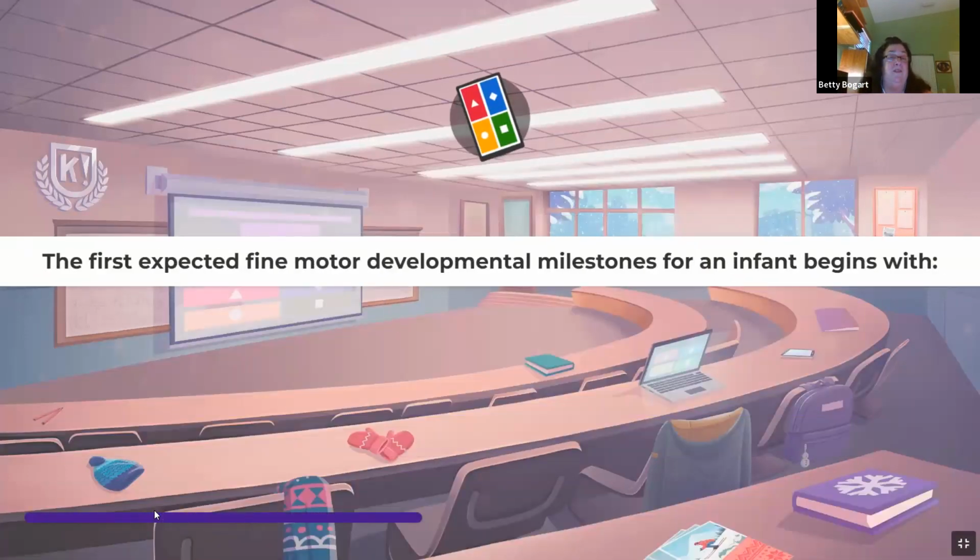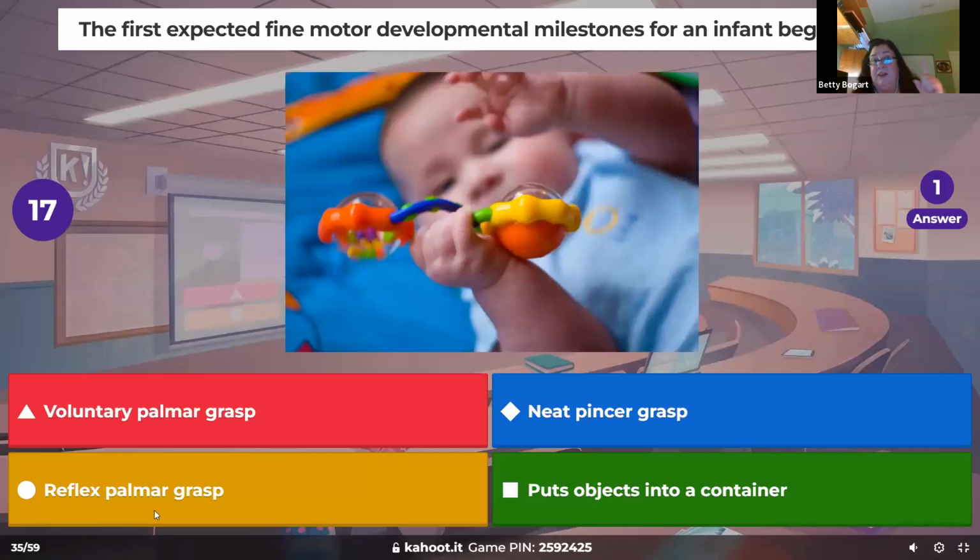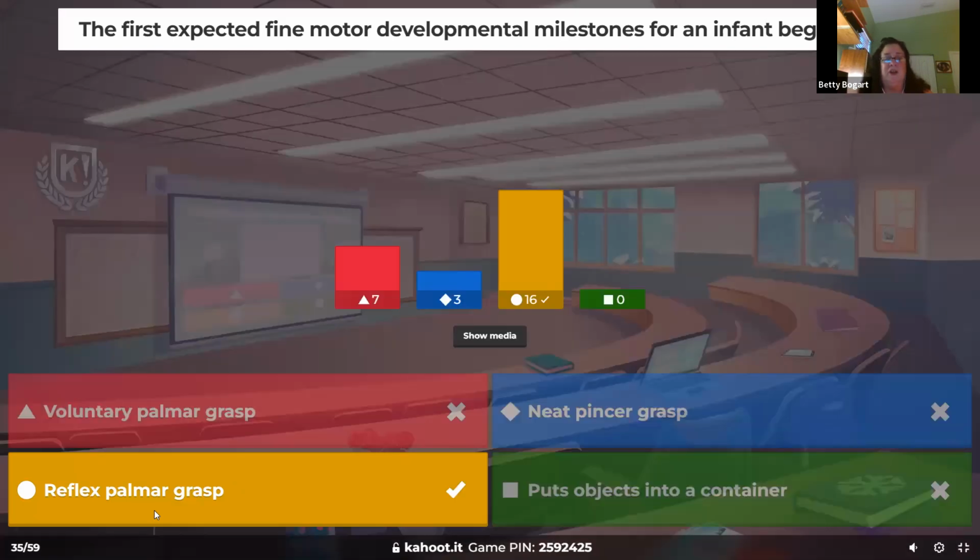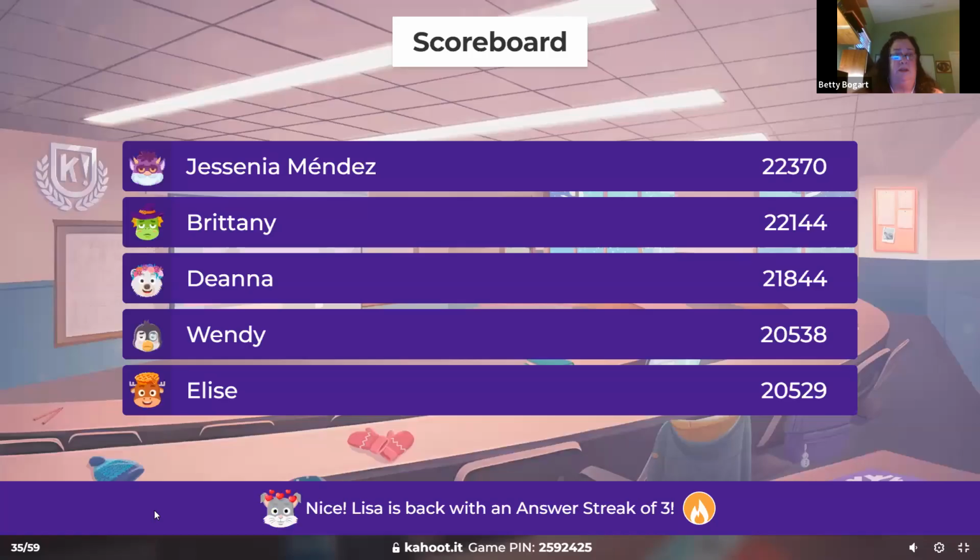The first expected fine motor developmental milestone for an infant begins with the first thing they do, fine fingers. Always remember, when you see motor, is it fine or gross? Remember, fine, F, fingers. Gross, get up and go, go, go. So that's the reflex palmar grasp, and then it goes to palmar grasp, okay? And pincer is not so neat, one to about 10 months old.